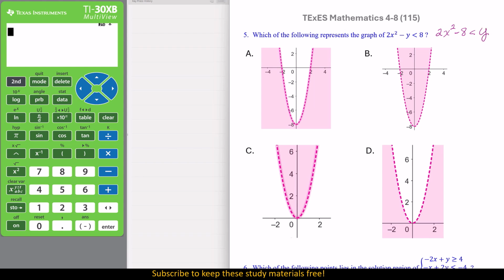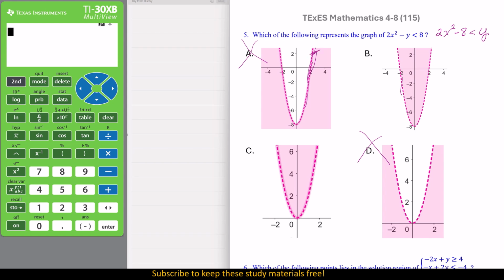So when I put it in this form, I see that every value of y has to be above the curve. My curve is less than my y. Well, the minute I saw that, I knew that anything below, like A and D, had to be eliminated.